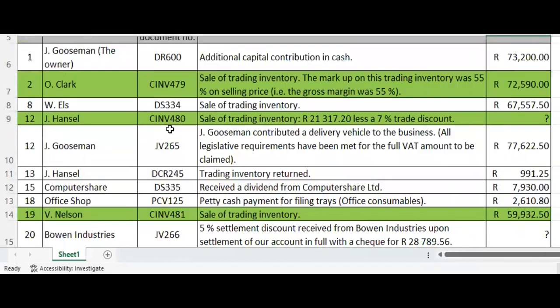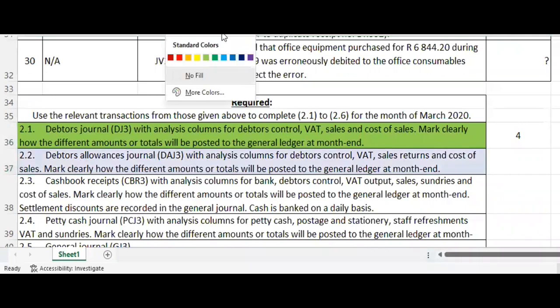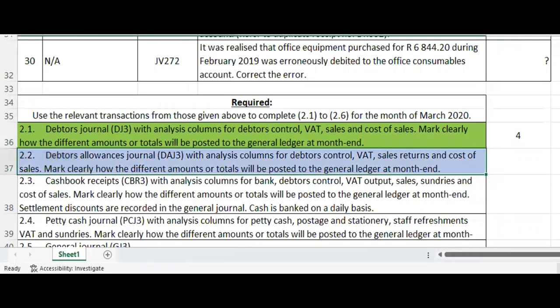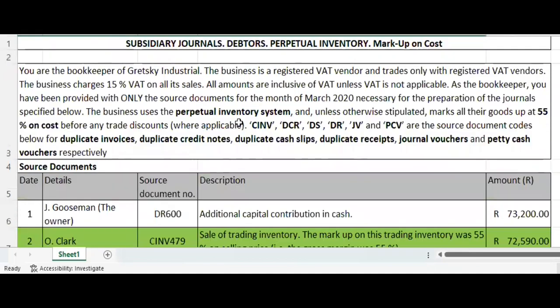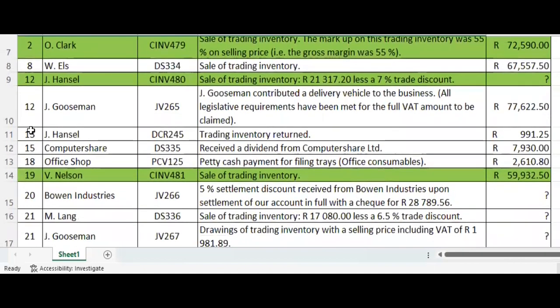Okay, now let's look at the next thing that's required. They say we are also going to record transactions in our debtors allowance journal. So let's have a look at that. And let's make this one light blue like that. You will use whatever color highlighter you have. In this case, we are looking for all the source documents where we are sitting with a duplicate credit note, and we can identify that by the letters DCR. So let's have a look here. There's DR. Aha, here's the first one, DCR.